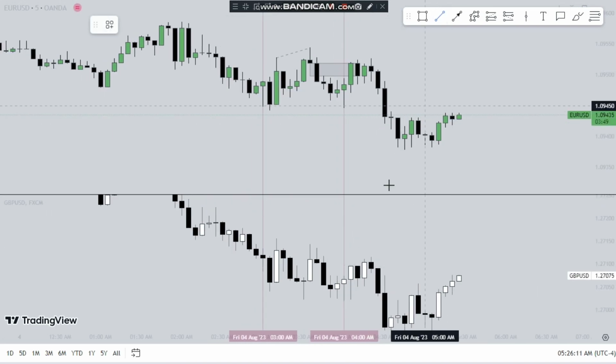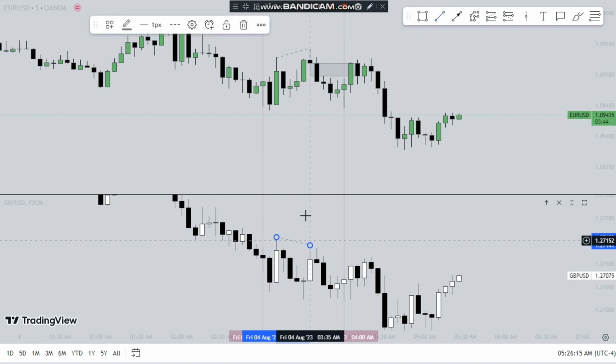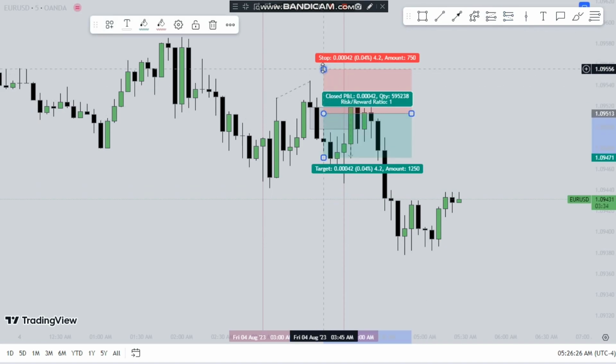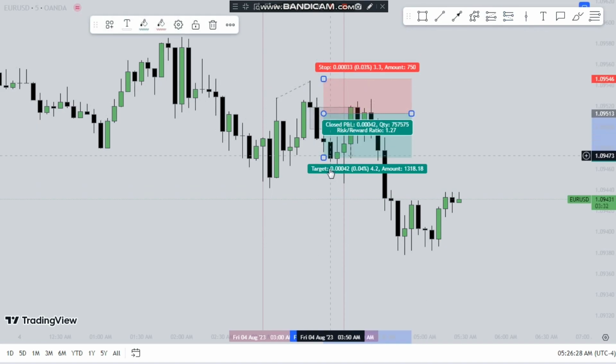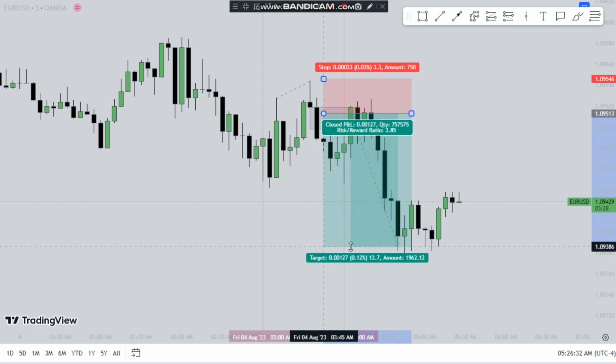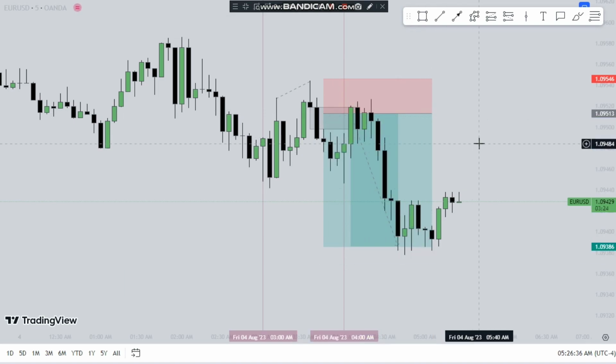So here you can see that the buy side liquidity wasn't swept, so there was a clear SMT divergence and then there was a fair value gap. So what I did was I placed my orders around here and my stop loss was above here. So it came down.